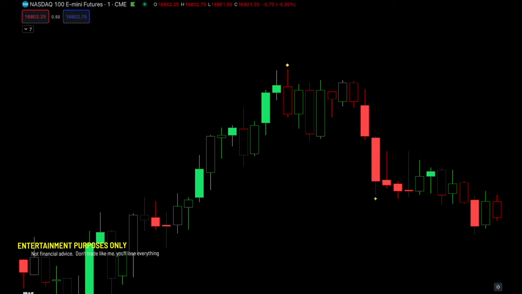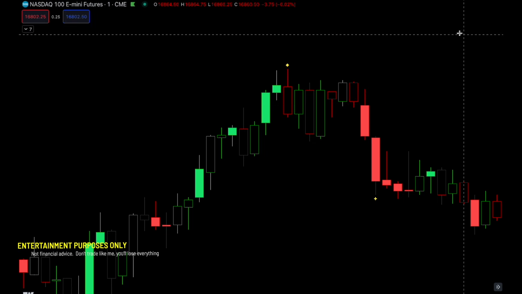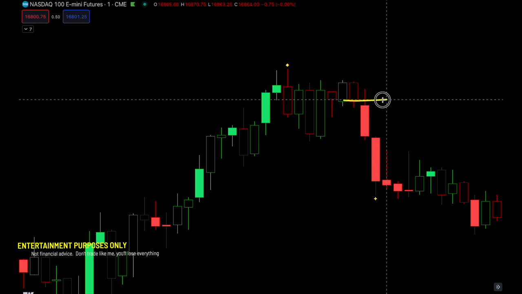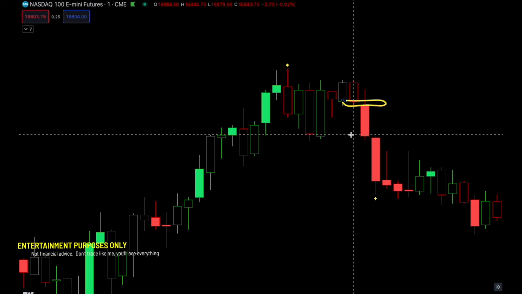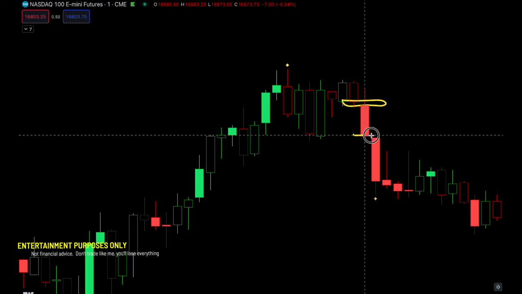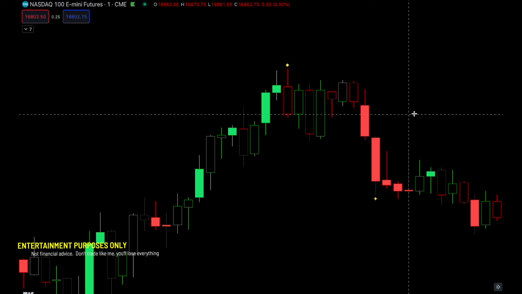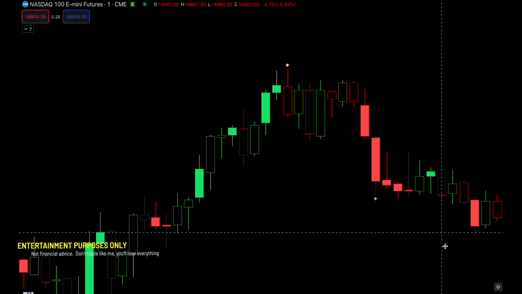Do you remember I said that a gap in between, no overlap in between candles is a sign of strength? Not only do you have no overlap, you have a decent-sized gap here between these two candles. Again, that's a sign of strength. You have a gap between these two candles, a little smaller. Again, a sign of strength. So this reinforces the fact that my short was on target.